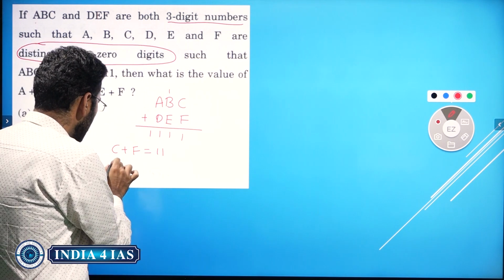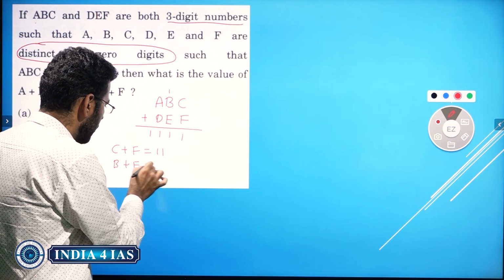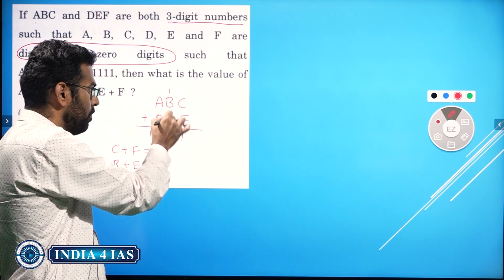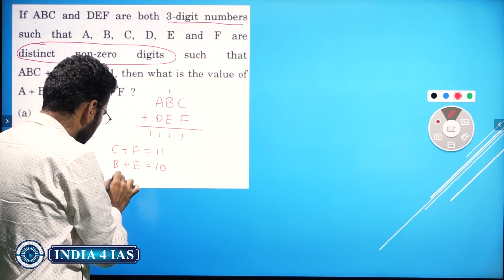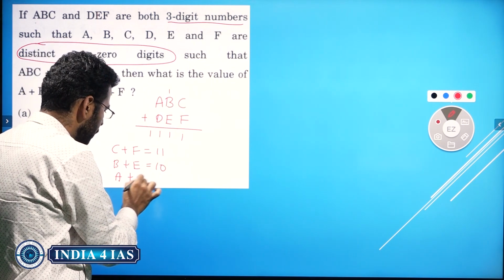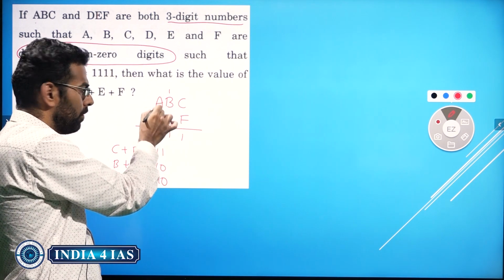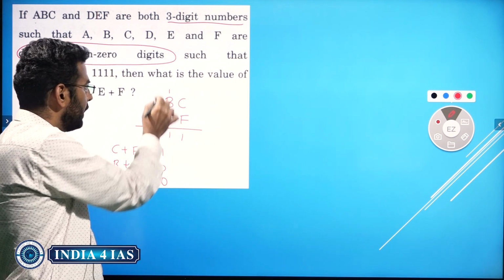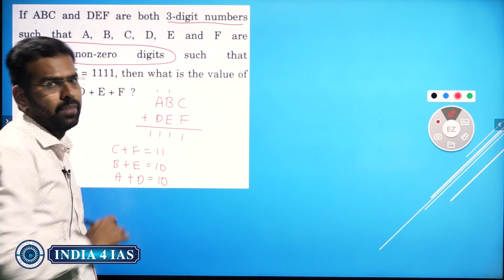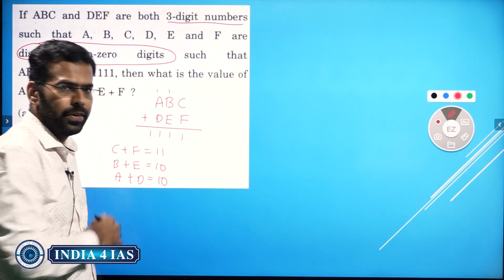Similarly, B plus E should be 10. Then 10 plus this 1 carryover will be 11. Then A plus D should be 10. Again, when you add A plus D, it should be 10. Then you will have a carryover from here, then it will become 11. Now, these are the equations that you got.